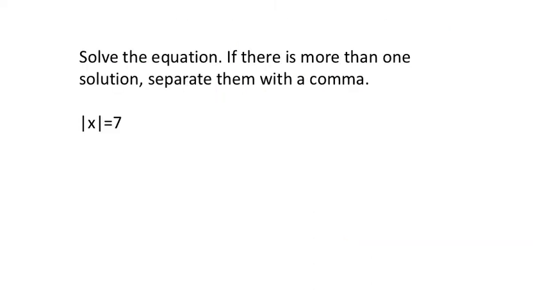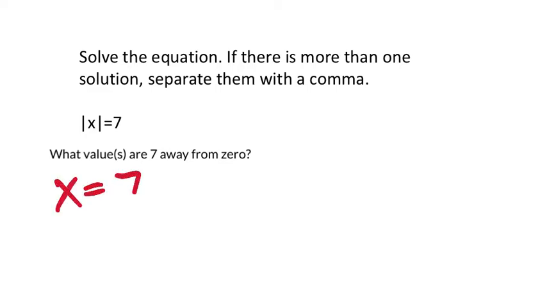This is our first example. Absolute value of x equals 7. So once again, what is this asking? What value or values, you can say numbers if you like, are 7 away from 0? Well, once again, you could say x equals 7. That's pretty good. But also x would be negative 7 too. If you replace this x with either one of these two values, you're going to get a true statement, right?